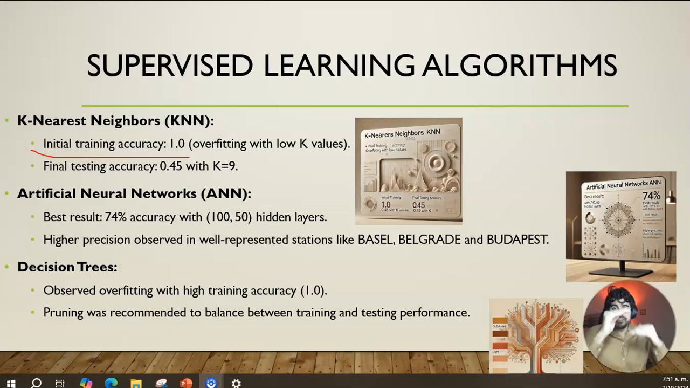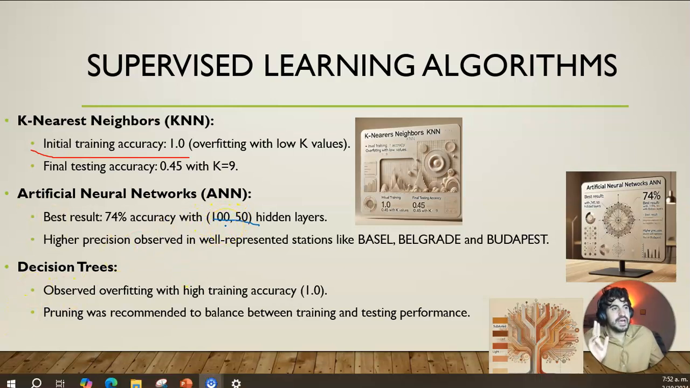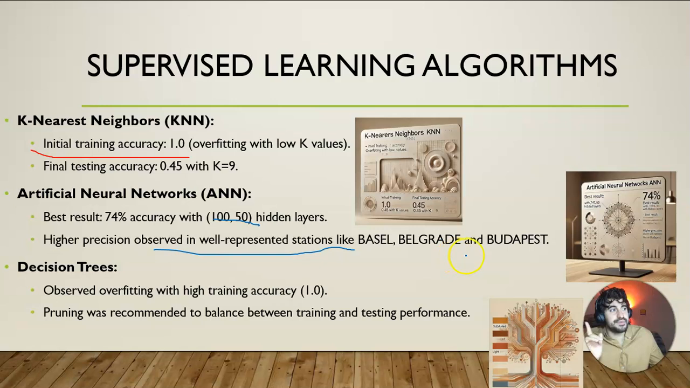It consists of multiple layers of nodes connected by weights, which learn patterns in the data. I use a multi-layer perceptron as our ANN, which adjusts weights during the training to improve predictions. The number of layers, nodes per layer, and learning parameters were tuned to maximize the accuracy. So we use hidden layers of 150, which led to an accuracy of 74%, which is our best result. Higher precision was observed in well-represented stations like Basel, Belgrade, and Budapest using this model.